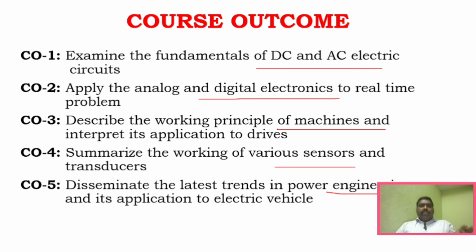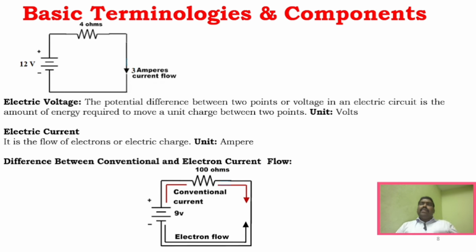Apart from this, today we'll see some basic terminologies and components. When it comes to basic terminologies, when you start any electrical circuit, you have to understand what is voltage, what is current, and what is resistance, right? Even in your school days, you would have come across voltage, current, resistance in your physics. If you take any simple DC circuit, you can see this is the voltage source, and you'll have a resistance, and the current will be mentioned here, all right?